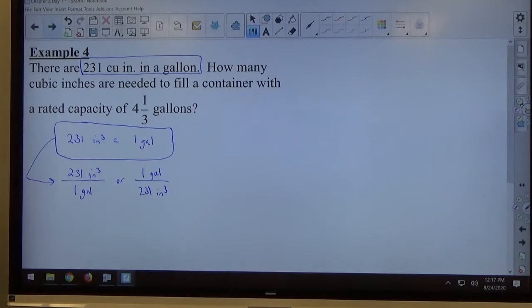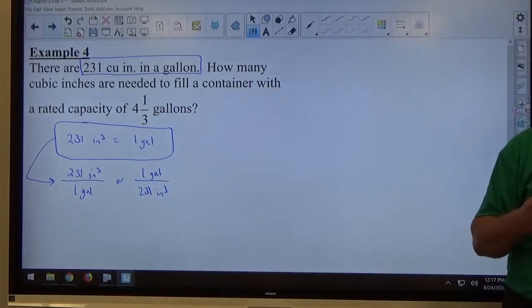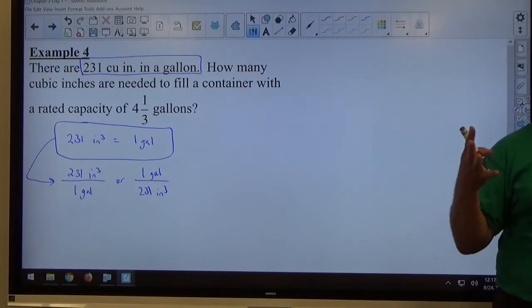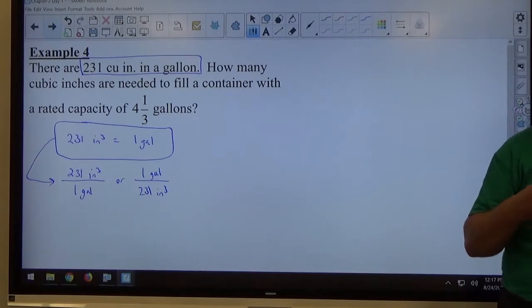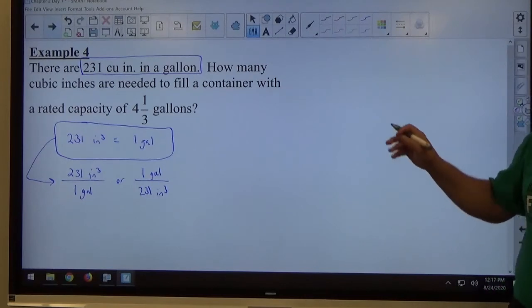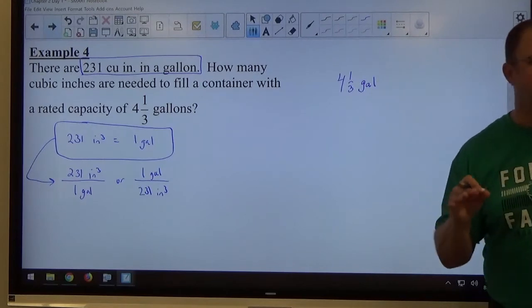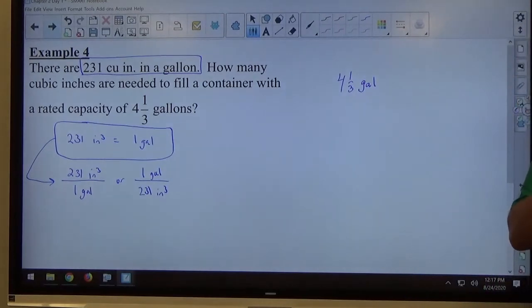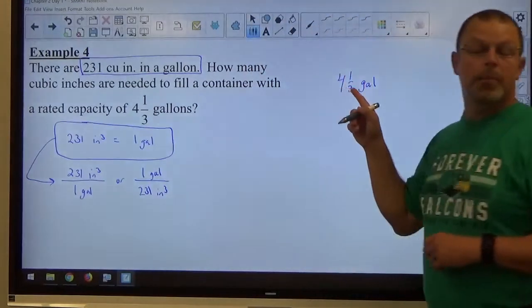All right. Next, it says a rated capacity of 4 1/3 gallons. Okay. Now, 4 1/3 is a mixed number, and the unit of gallons is after the mixed number. All right. Typically, when you see number of something, in this case, number of gallons, the unit is on the top. All right. So if I'm looking at 4 1/3 gallons, and again, I'm working with unit multipliers, it's always going to be a situation of a multiplication problem being created out of this thing.